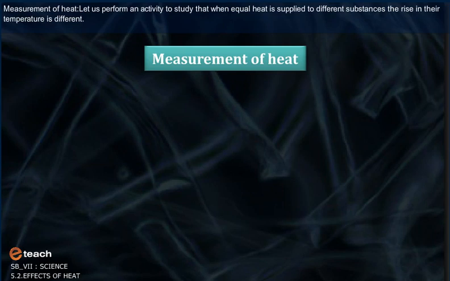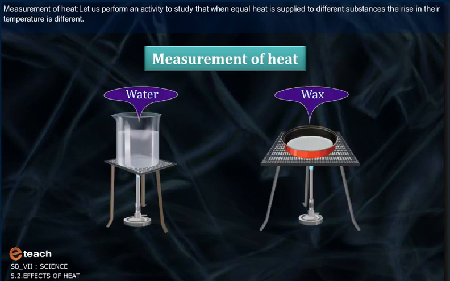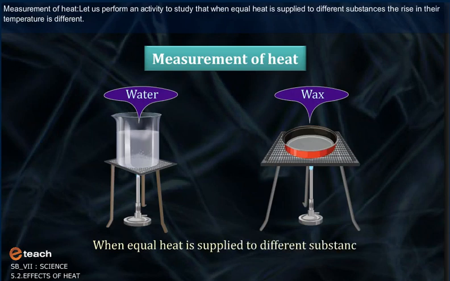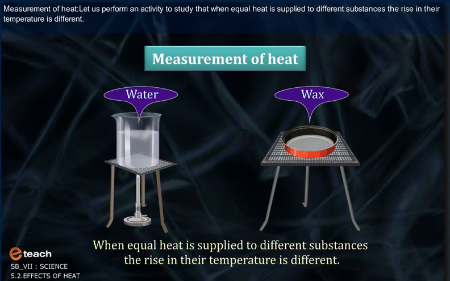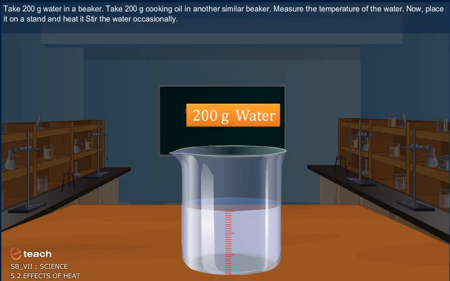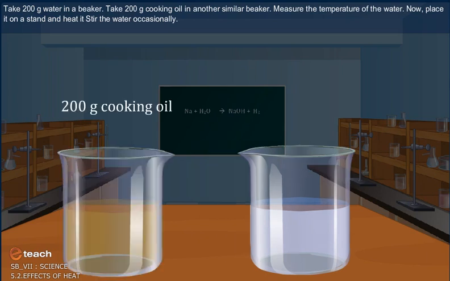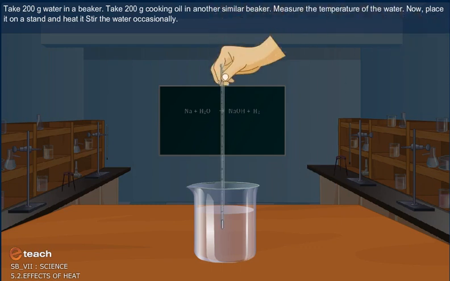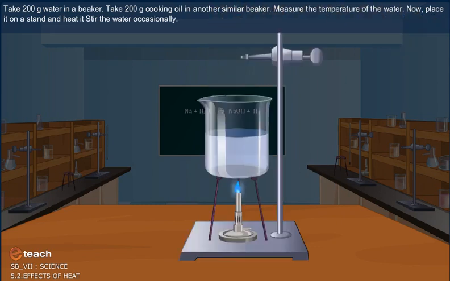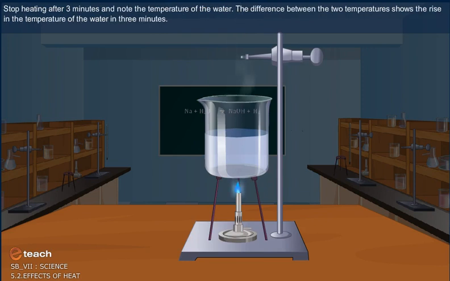Measurement of heat. Students, let us perform an activity to study that when equal heat is supplied to different substances, the rise in their temperature is different. Take 200 grams of water in a beaker. Take 200 grams of cooking oil in another similar beaker. Measure the temperature of the water. Now, place it on a stand and heat it. Stir the water occasionally. Stop heating after 3 minutes and note the temperature of the water.